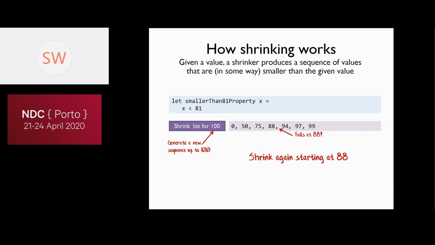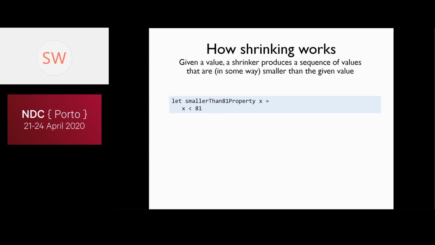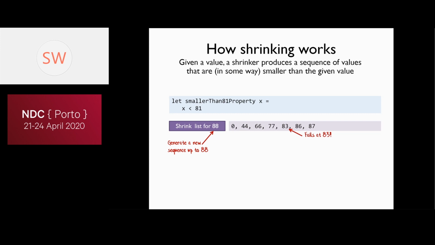Okay, well, that's good. We're just going to start again. Now we're going to start shrinking from 88, and this will generate numbers up to 88: 44, 66, 77, 83. And at 83, it fails. So let's do it again. Here's our list for 83, and we have 42, 63, 73, 81. So it fails at 81. All right, and then we do it again. We generate all numbers up to 81. Now, if we run this, these ones all pass.